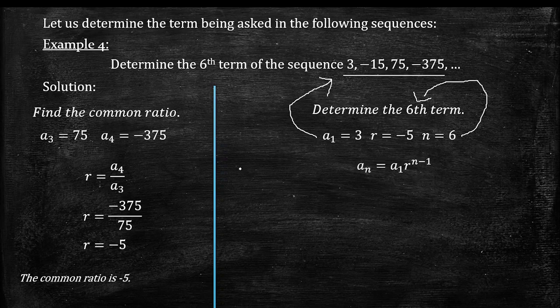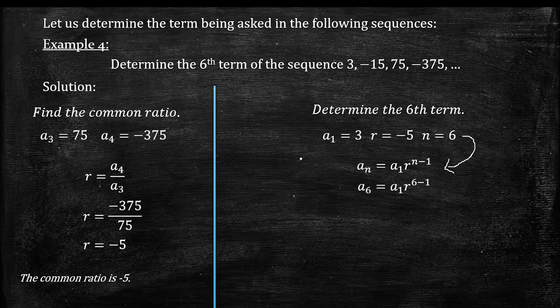Then the original formula, the second formula, with the same method as earlier: the first thing we substitute is the value of n. So it will become a sub 6 is equals to a sub 1 times the ratio raised to 6 minus 1. Then 6 minus 1, the answer is 5. So the next line of the solution will become a sub 6 equals to a sub 1 times r raised to 5. So the formula is now simplified.